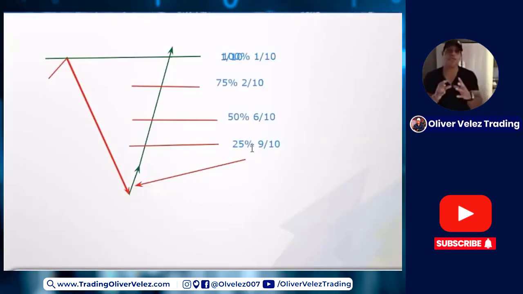So where do you think a scalper wants to live his life? Where do you think he wants to dedicate himself to? 100%? Going after the 1 out of 10? Going after the 75%? Going after 50? No, he lives in that 25% move back up. 25% move back up. Boom, boom, boom. 9 times out of every 10, you're going to get that 25% move back up.